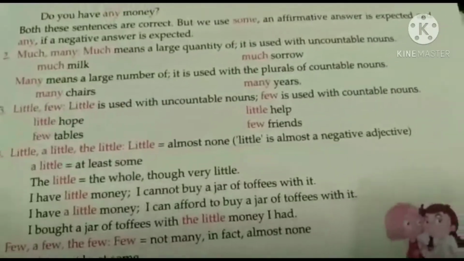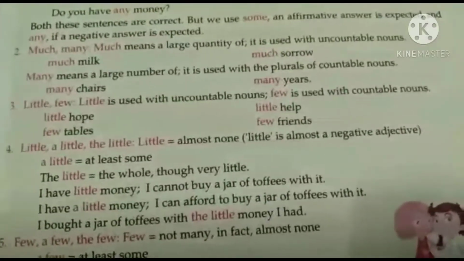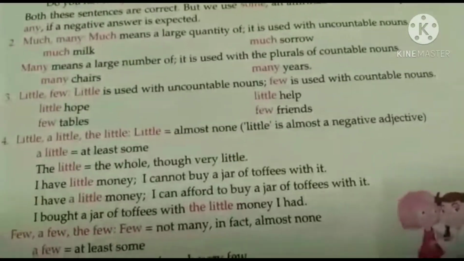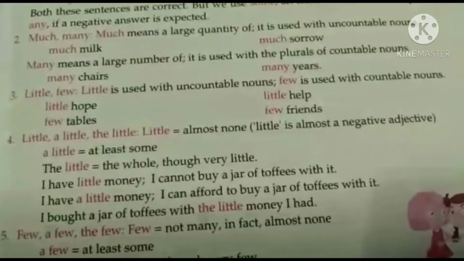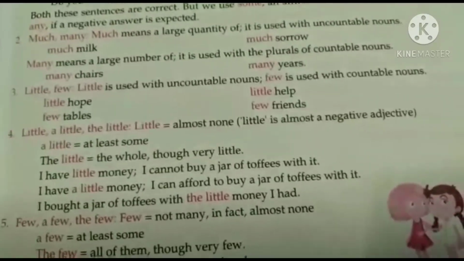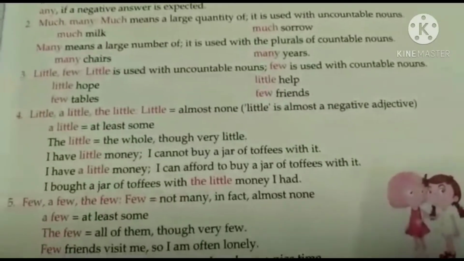Now we are talking about the second one: much, many. Much means a large quantity of. It is used with uncountable nouns, like much milk. Much is for uncountable nouns because we cannot count them, so they are called uncountable.